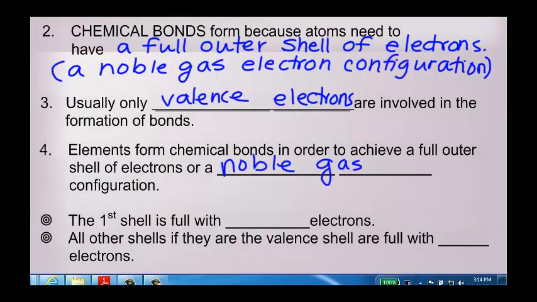Just to remind you, I know you don't have this on your paper, but if your outermost shell is the first ring around the nucleus, that's full with 2 electrons. Any other valence shell is full with 8 electrons. So unless your valence shell is the first shell, you need 8 in order to make you happy.